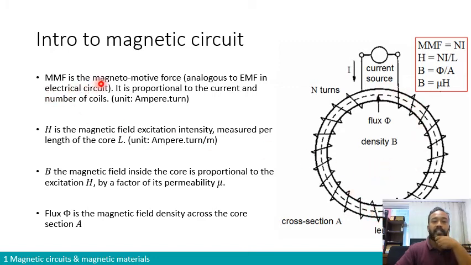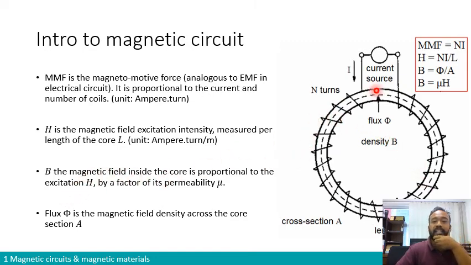So MMF, what is it? It is analogous to EMF, or voltage, and is proportional to the current and number of coils. The unit is ampere turn. H is the magnetic field excitation intensity measured per length of the core. So imagine if we have a toroid like this and we coil it around it like this. The magnetic field excitation H is basically equal to ampere turn, N I, divided by the length over which we are going to quantify the magnetic field excitation.